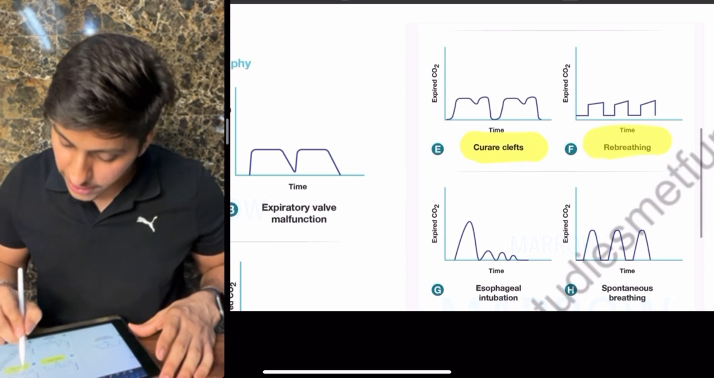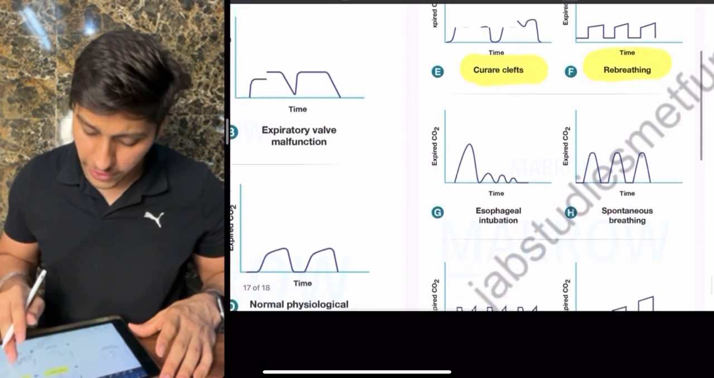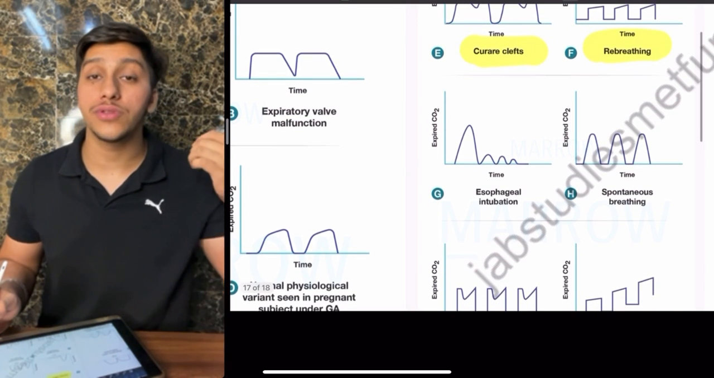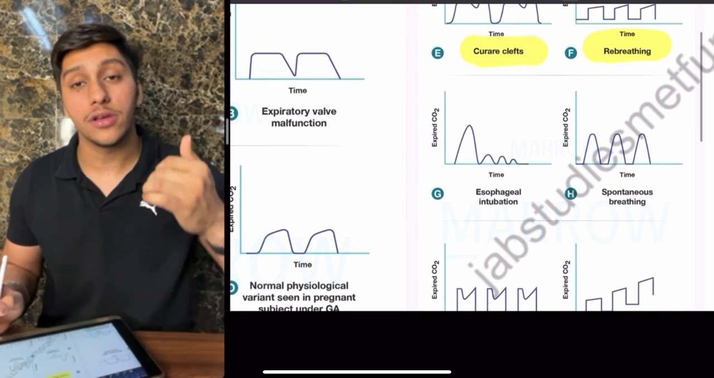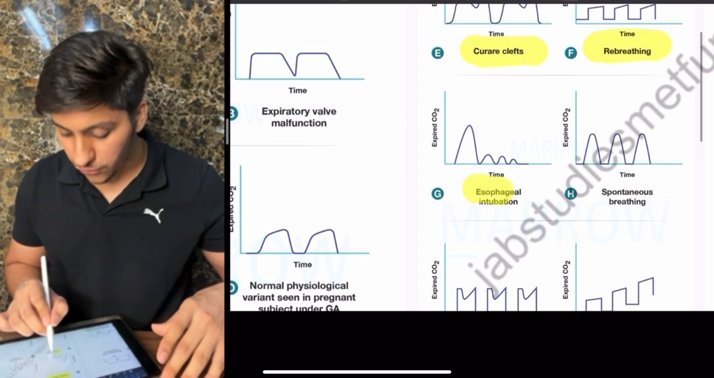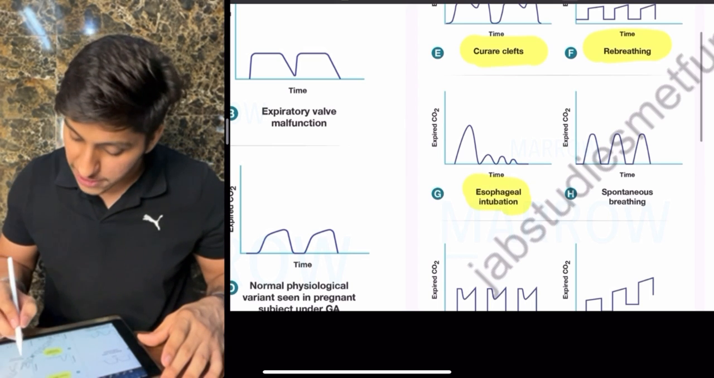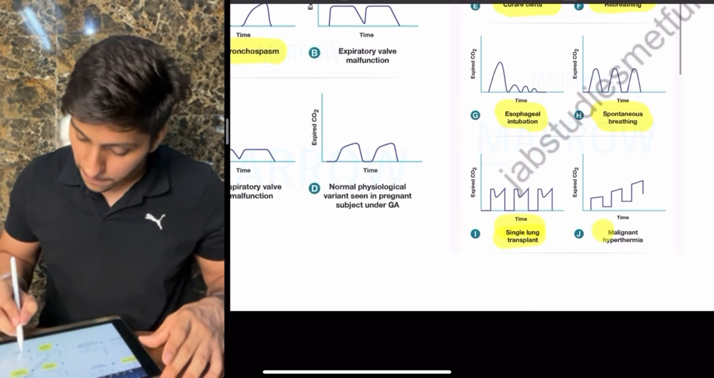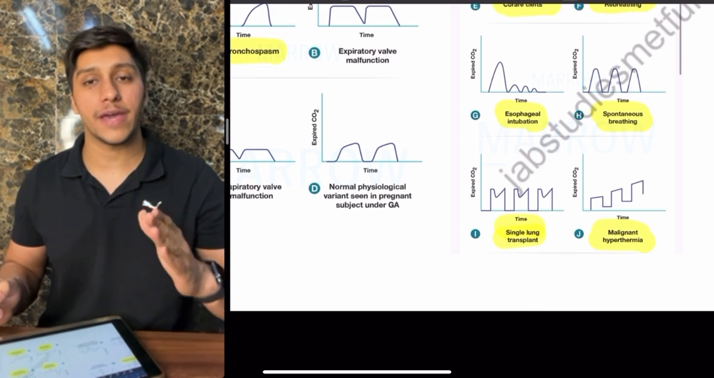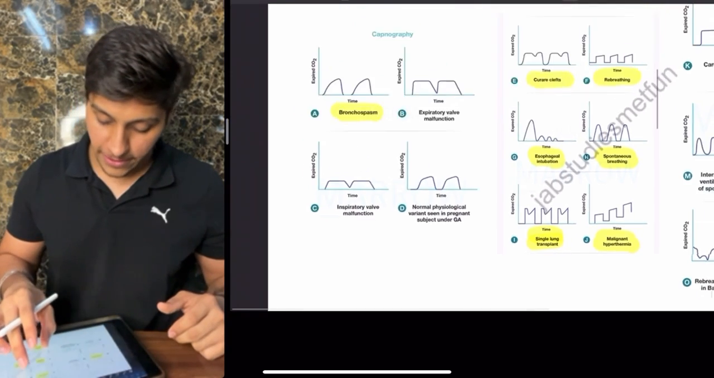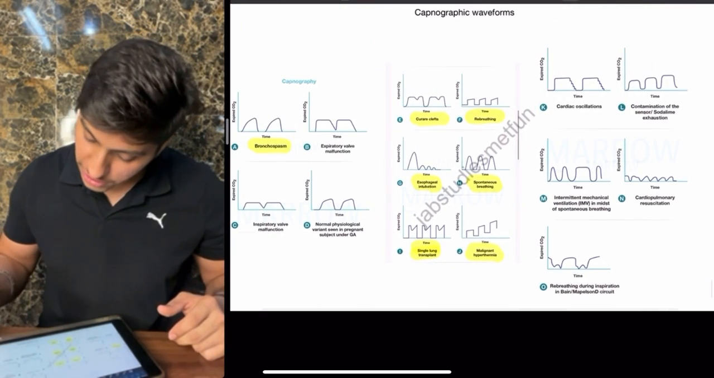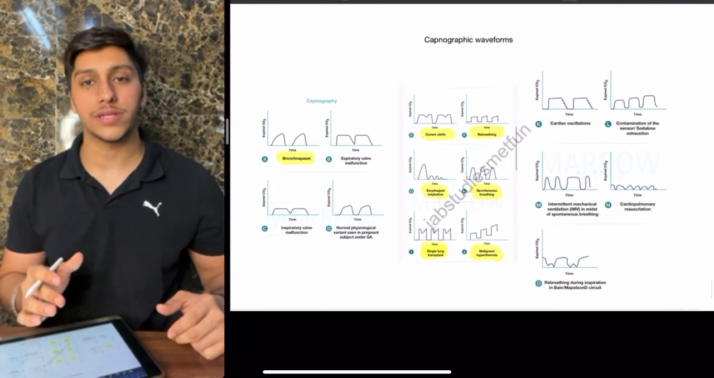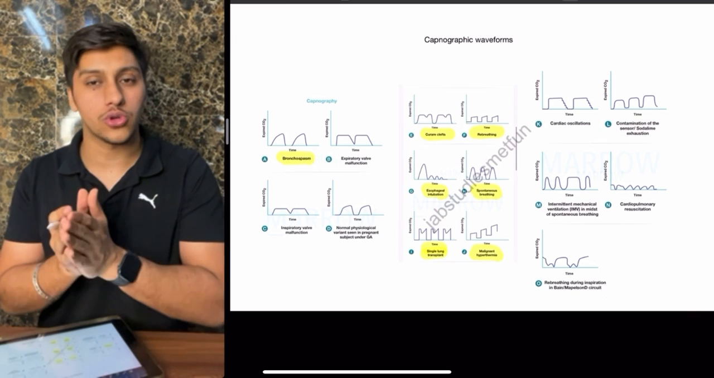In case of rebreathing, it looks like this. Esophageal intubation, which means the tube is not going into the trachea, it is going to the GI tract. So obviously there is no inspiration, that is why it is falling down. In case of spontaneous breathing, it looks like this. And then there is a single lung transplant, and then malignant hyperthermia, because in malignant hyperthermia everything is increasing. You can remember it in this way. So what I have highlighted are very important conditions. Make sure you see this at least once and have regularity at least with all those yellow parts.